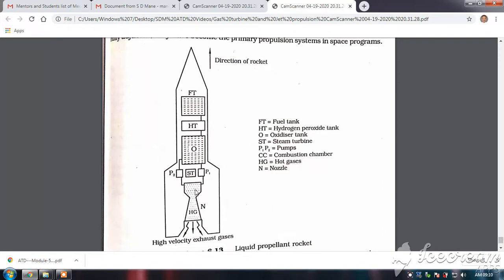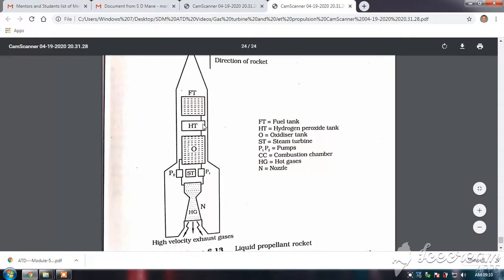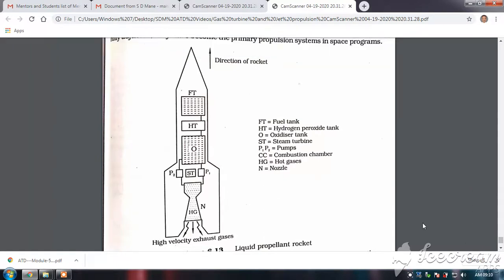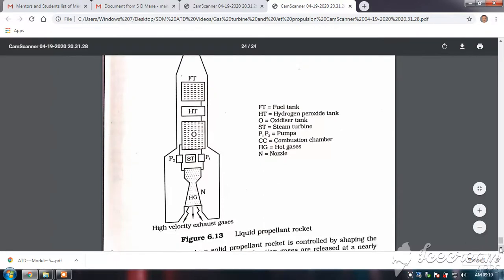This is the nozzle, and when it is passing through the nozzle, the pressure energy is converted into high velocity and that is exhausted to the atmosphere. These high velocity hot exhaust gases are exhausted to the atmosphere, and this gives the propulsion for the rocket to move forward. So you have got a fuel tank, an oxidizer tank, two pumps, a combustion chamber and a nozzle. As simple as that. Okay, this is what the liquid propellant rocket engine looks like.